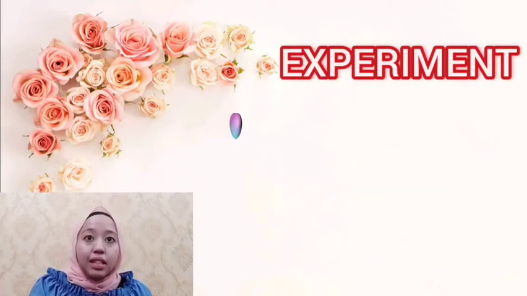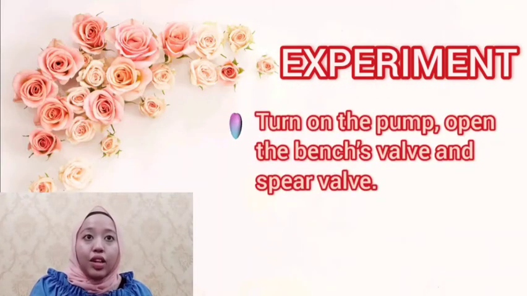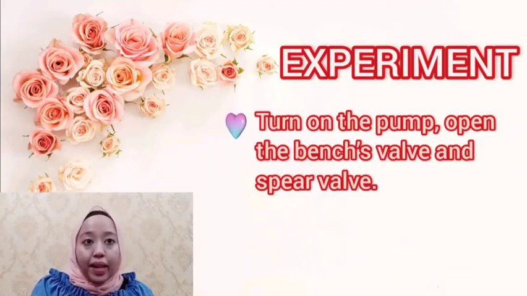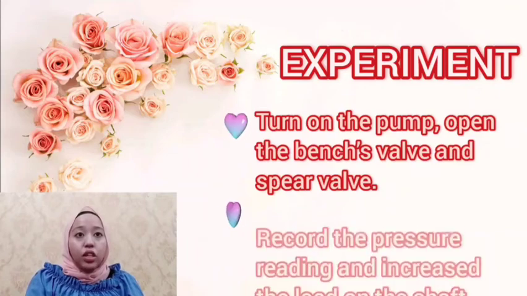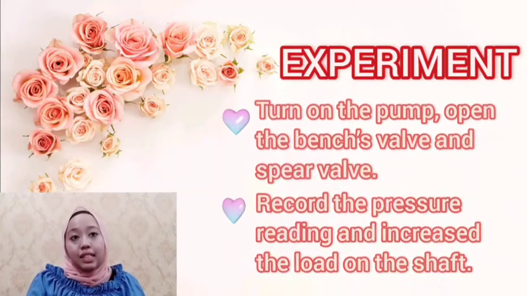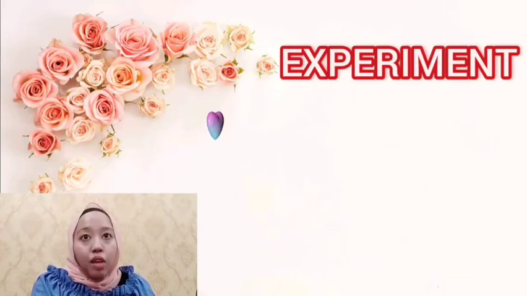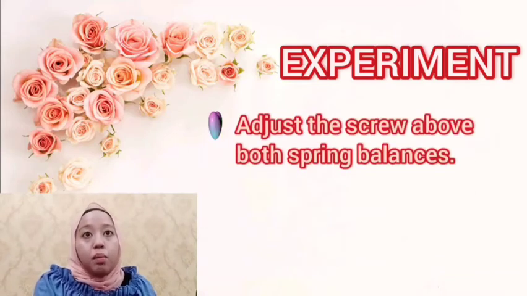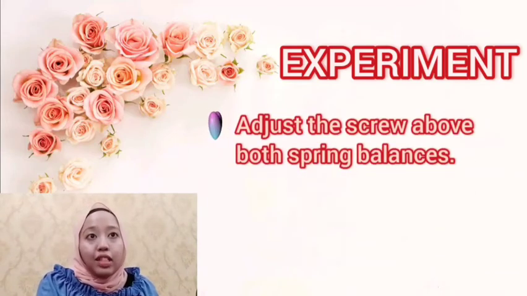The first step, turn on the pump in the hydraulic bench and then fully open the bench valve. Open the spear valve slowly until it is fully open. After that, record the pressure reading from the pressure gauge. Then, increase the load on the shaft by increasing the tension of the spring balances. The fifth step, adjust the screws above both spring balances until the rotational speed slows to approximately the desired value.